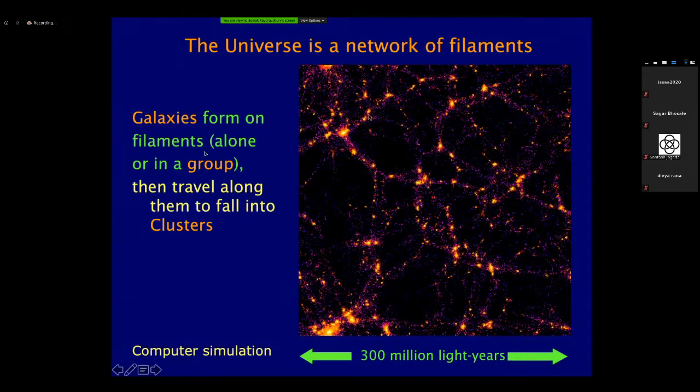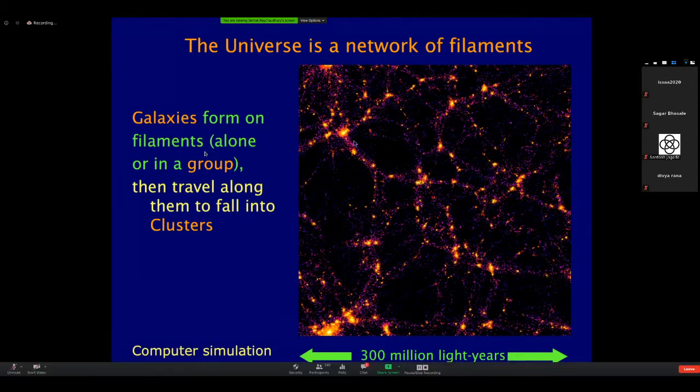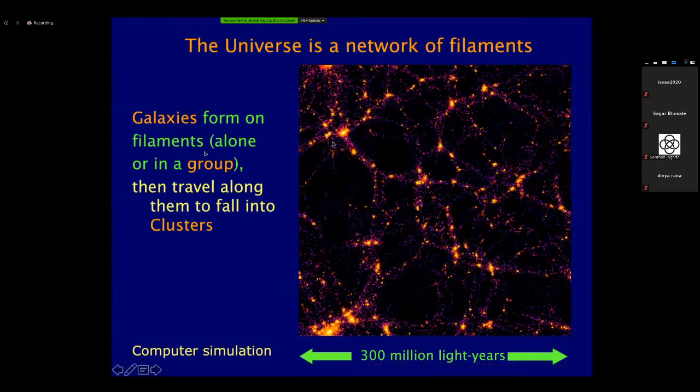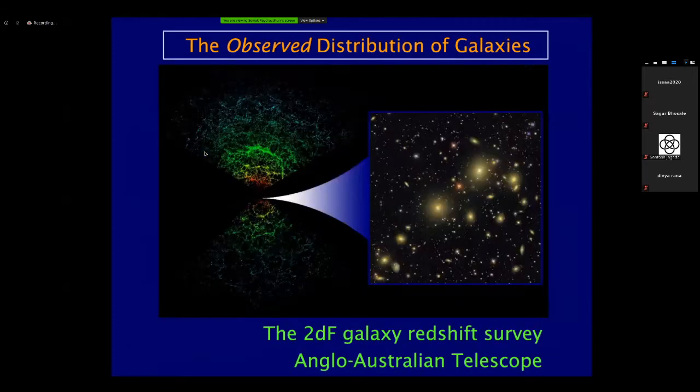This is a simulation of dark matter, and you can see these little groups of galaxies, and some of them have very concentrated galaxy groups, much bigger ones, which could be called clusters, right? And galaxies travel along these cosmic highways and gravitate towards groups, and then maybe towards clusters. That's what we believe now.